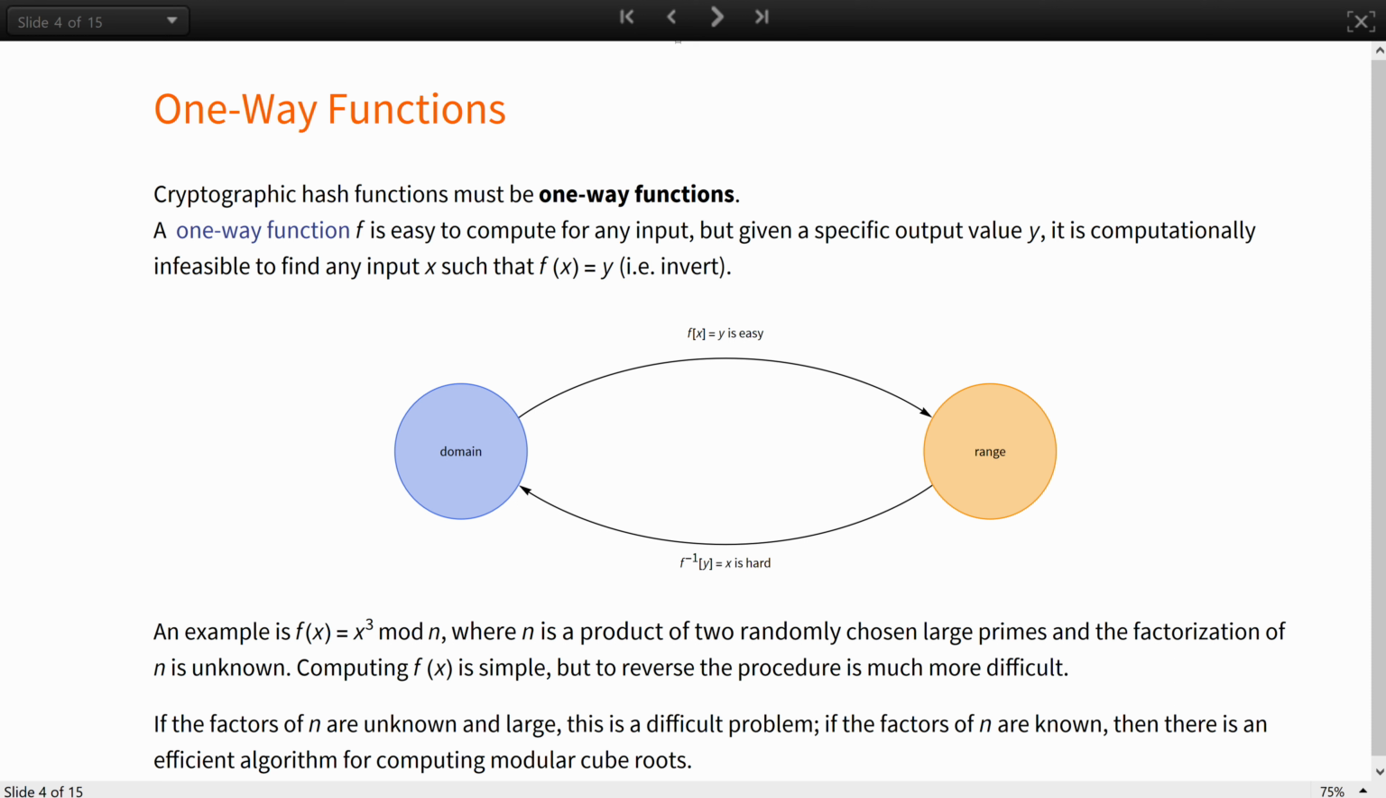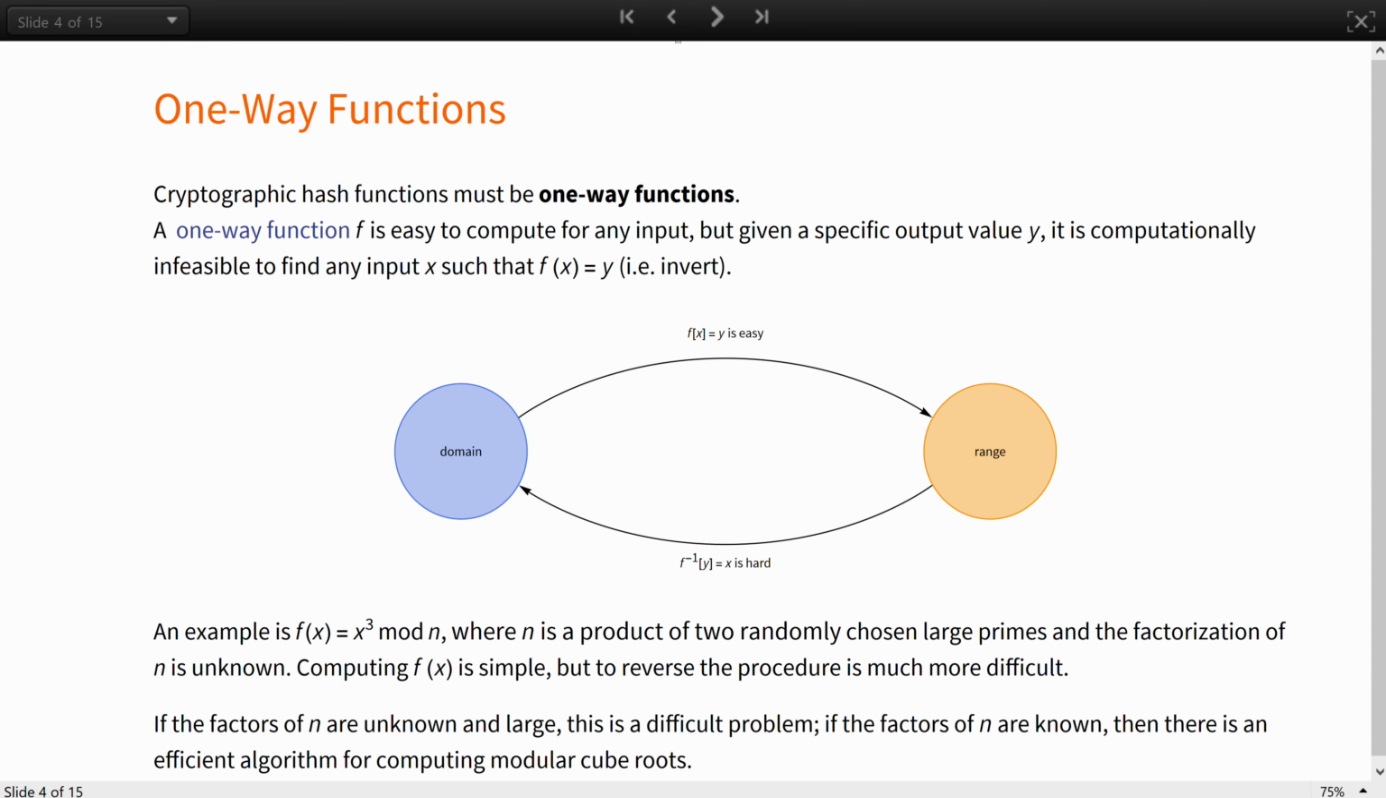An example of such a function is x cubed modulo n, where n is the product of two randomly chosen large primes and the factorization of n is unknown. Computing f is a relatively simple thing to do, but to reverse the procedure is much more difficult. That is, given a remainder, to find the value x that was originally raised to the third power. This procedure is referred to as the computation of the modular cube root with modulus n.